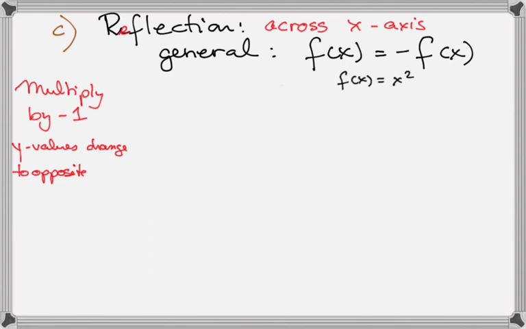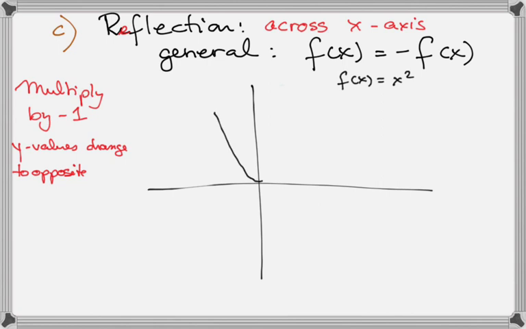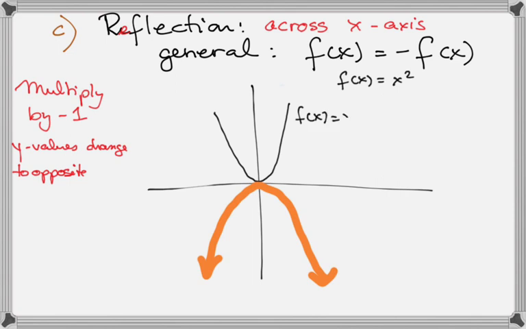You multiply by -1, and the y values change to the opposite. So real quick, the most famous of them all, if we look at the square function, this is the parabola. A reflection would look like so. So this is f of x equals x squared. This is f of x equals -x squared. And our ordered pair would change from x, y to x, -y.